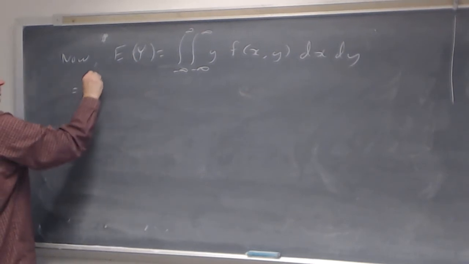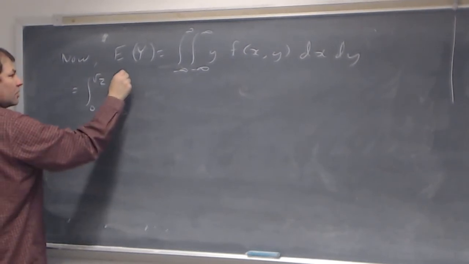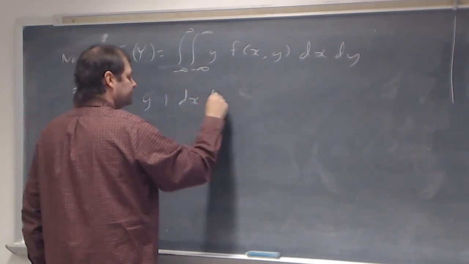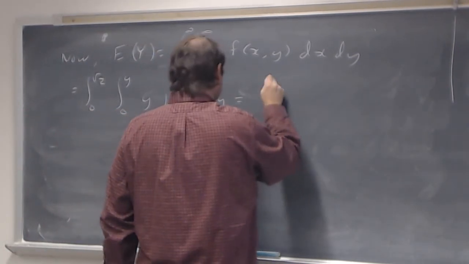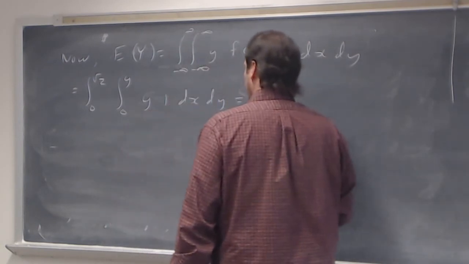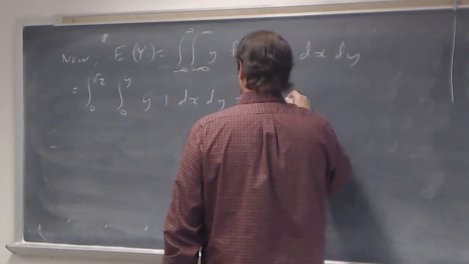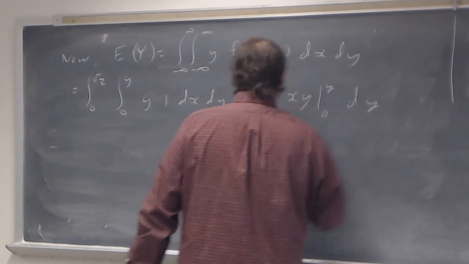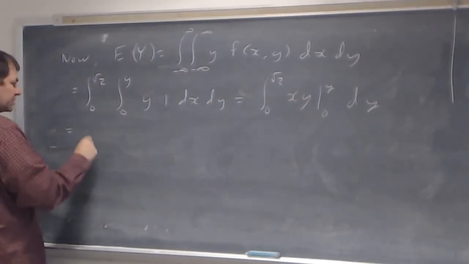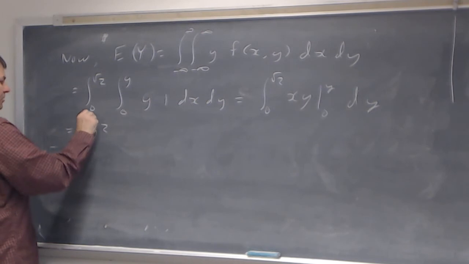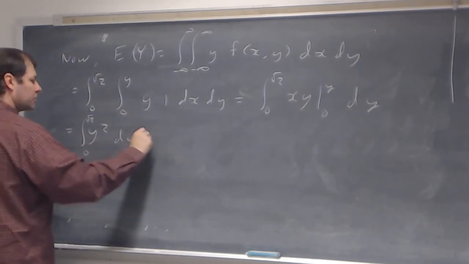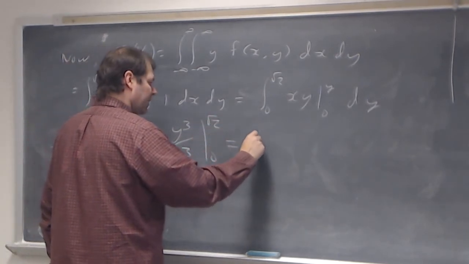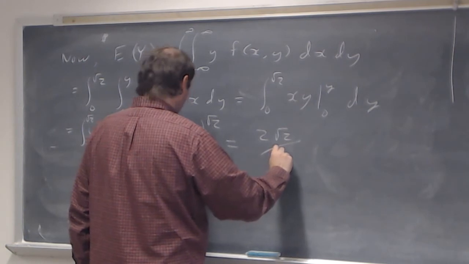That's going to be equal to the integral from 0 to square root of 2, integral from 0 to y of y times 1, dx dy. The integral of 1 times y with respect to x is xy, evaluated from 0 to y for the x values, dy. This will be the integral of y squared from 0 to square root of 2, dy, which equals y cubed over 3, evaluated from 0 to square root of 2. That's going to be 2 times the square root of 2 over 3.